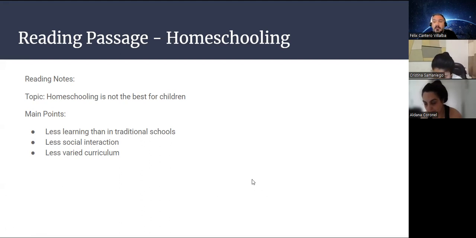What else can we add? Let's hear from Aldana. And also that the parents are not limited to just the subject of the curriculum, and they can have a much better curriculum and be professionally competitive in their future jobs.